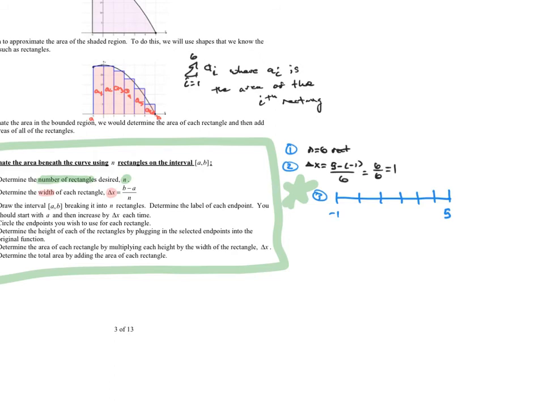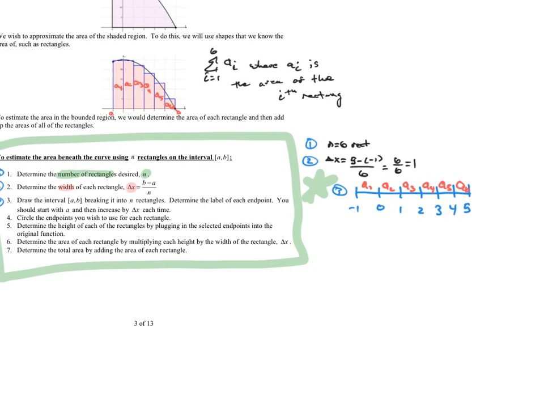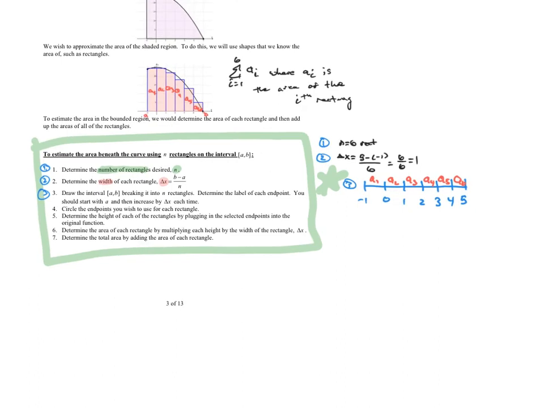And then the idea is start from the left endpoint and just add whatever delta x is every single time. So delta x is 1. So this would be -1, 0, 1, 2, 3, 4, and then 5. So if you notice, like my first rectangle, the area would be right there. Second rectangle would be right there. Third one, fourth one, fifth one. I have most definitely 6 rectangles that I've created, okay? So that's step 3. Number 4 says circle the endpoints that you wish to use.